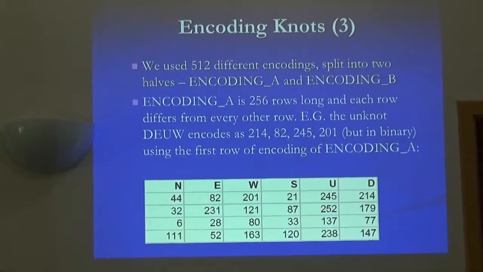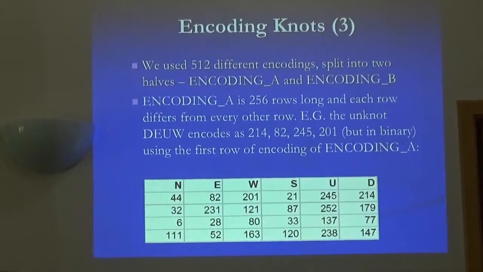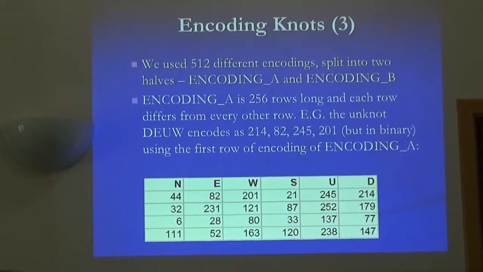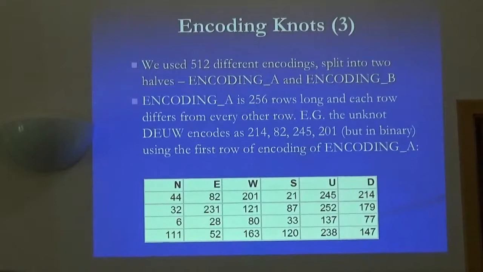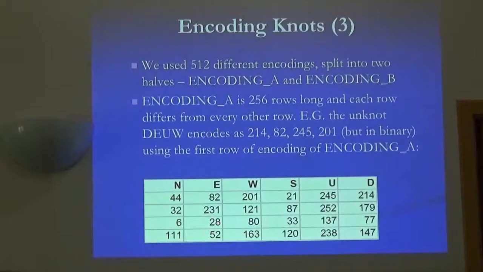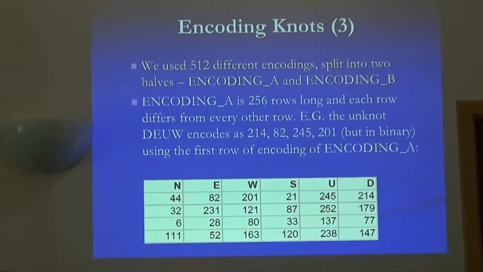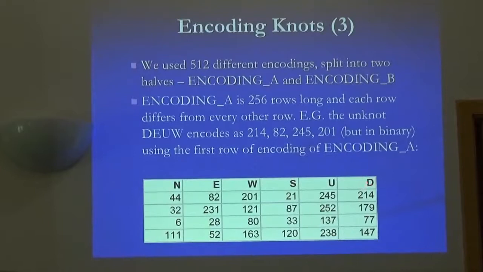But first you have to remember, I hadn't done this experiment at all. This is new work, and so I had no idea about the properties of this mathematical space. Once I'd settled on 8-bit coding and got some idea of what was going on, I decided to create two sets of encodings. So here, in row 1, I've decided to code north as the binary equivalent of 44, east is 82, west 201, south 21. So that's one encoding. Here's another encoding. Here's another encoding. So each of these four encodings would express the unknot DEUW in a different 4x32-bit form.